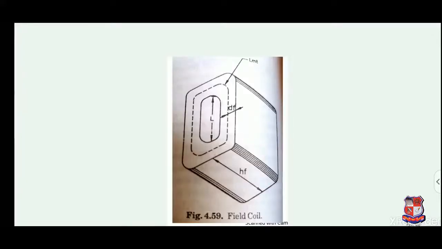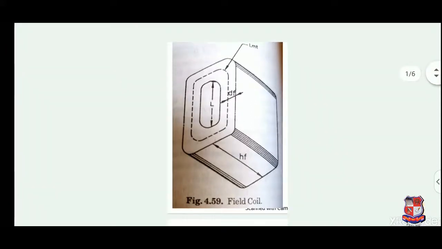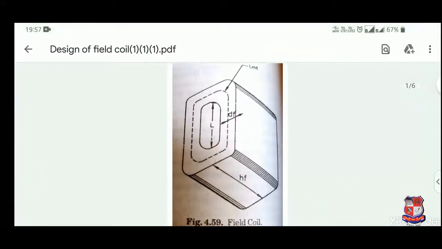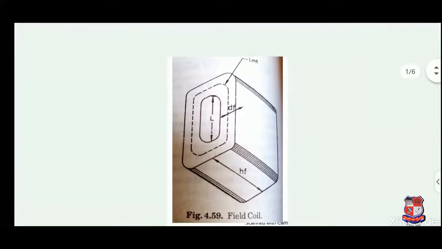Hello students. In the last lecture we have seen the equations based on the field coil. They will be helpful to solve the numerical example. Here the figure of the field coil is shown on the screen. In that you can see the various parameters LMT, DF and HF. So how the area of this field coil, and the length and the depth, are calculated in the examples, you can take the help of this figure.